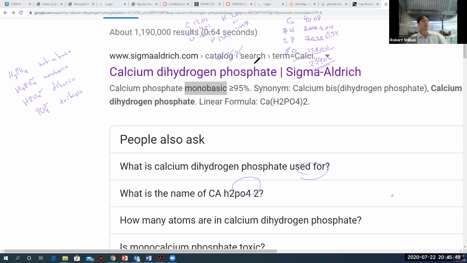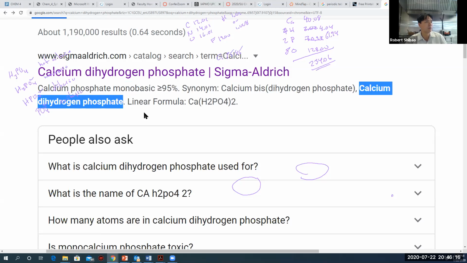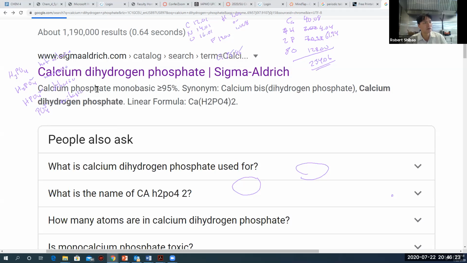And so we see this monobasic word used, but there are others. These are other naming systems. Calcium dihydrogen phosphate is what we call it, but other people might call it calcium phosphate monobasic. Other people might call it calcium bis dihydrogen phosphate. Calcium dihydrogen phosphate is its common name, here in bold. That's the preferred name for this. Do you want to learn many different naming systems? No, we'd like to learn one naming system and stick with it. But you have to realize that other people have ideas how it should be named.